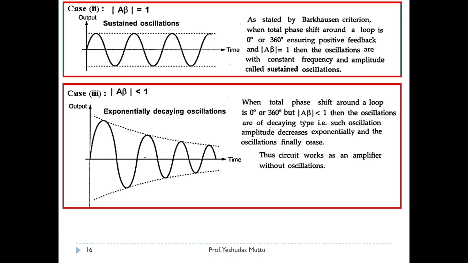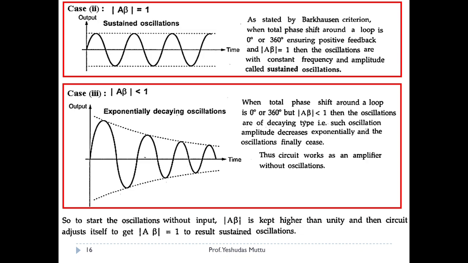So what should happen is that we need to take into consideration the 360 degree overall phase shift, and we also need to take into consideration the loop gain. With respect to the loop gain, the magnitude of A beta should be equal to 1. So these things we need to take care of so that we get sustained oscillations.